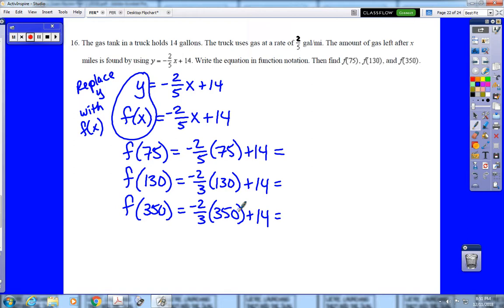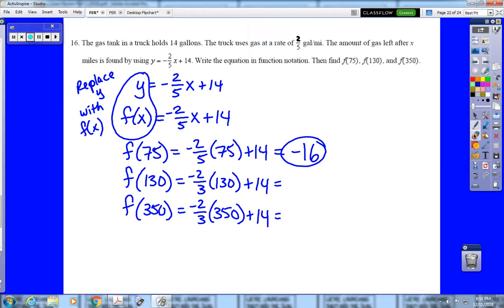So let's see here. Negative 2/5 times 75 plus 14. Feed it to the calculator. That's interesting. It's not a great problem, apparently. Negative 2/5 times 75 plus 14 is negative 16. So hopefully they got gas before then.